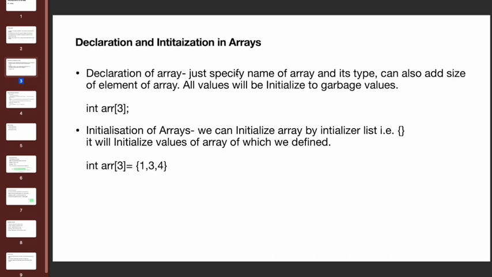Then the second thing comes up, the initialization of the array. Initialization is basically initializing the array at the start, at the declaration only, right? If you see the example here, I have created an array of size 3 and initialized its values also, arr of 3 equals 1, 3, 4.